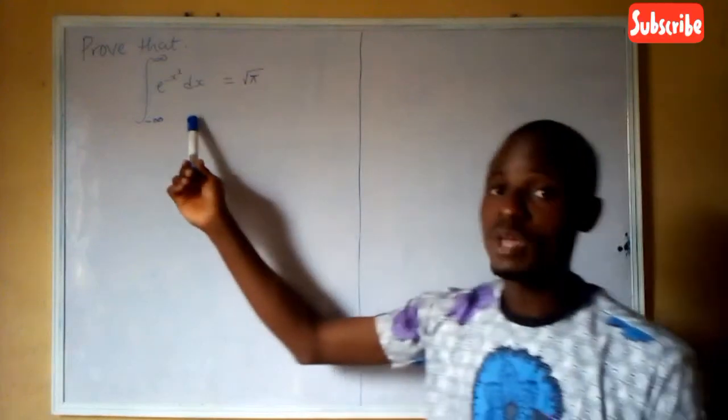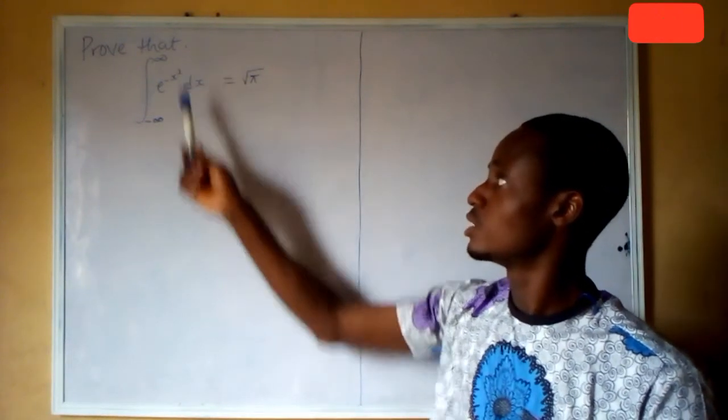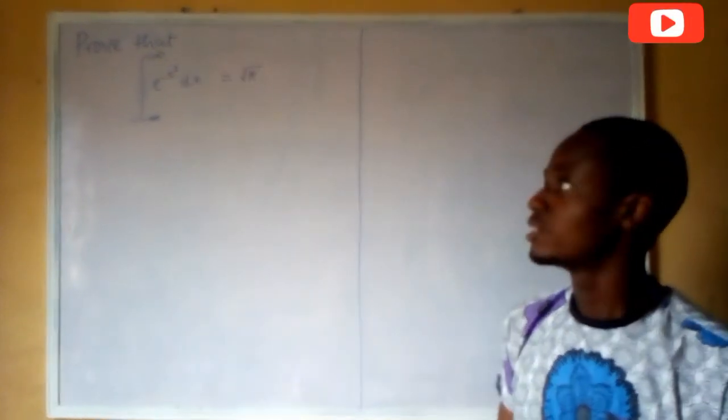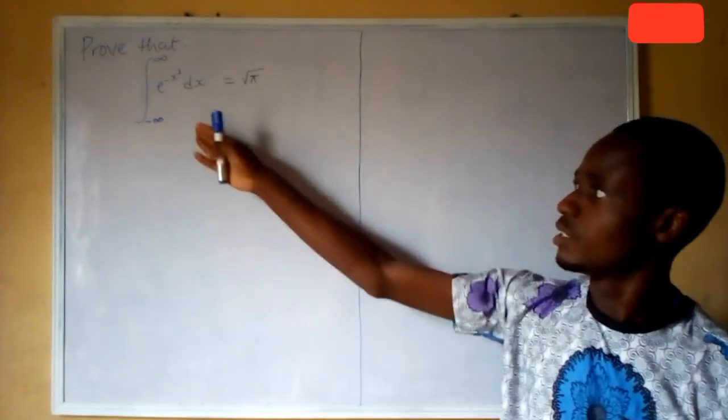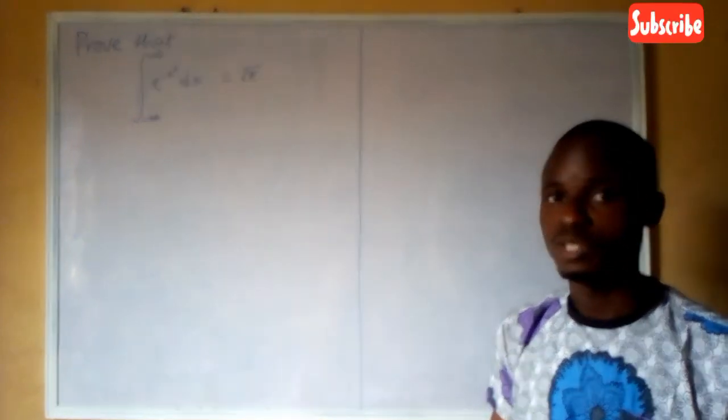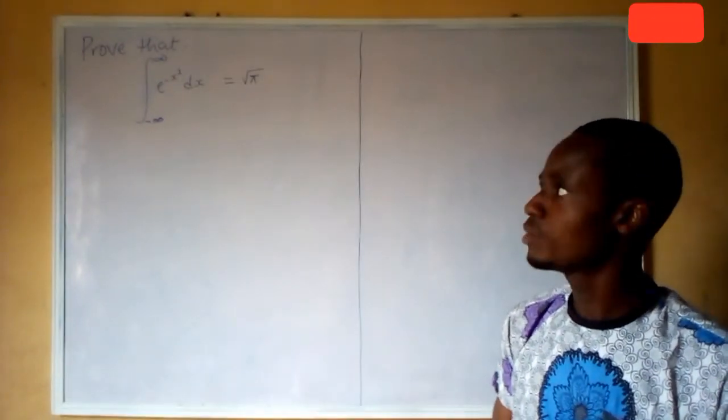Now guys, we have to prove that this integral is equal to the square root of pi. This integral is known as the Gaussian integral. So how can we prove that the value of this integral is equal to this? The first step is to convert it into an integral in polar coordinates. And how can we do that?